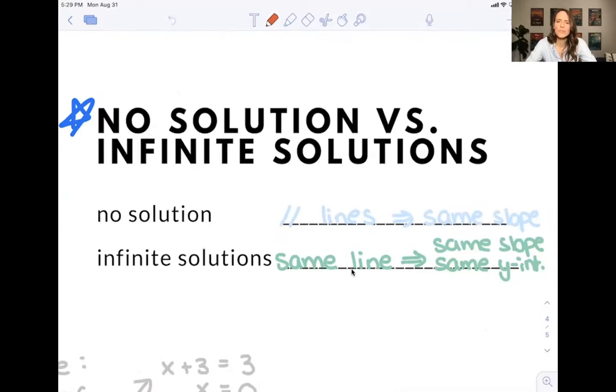So whenever you see in a question that no solution is mentioned and they gave you the equation of a line, you want to think that you have parallel lines, so they're going to have the same slope. And if you read infinite solutions, you want to think it's the same line. So they're going to have the same slope and the same y-intercept.